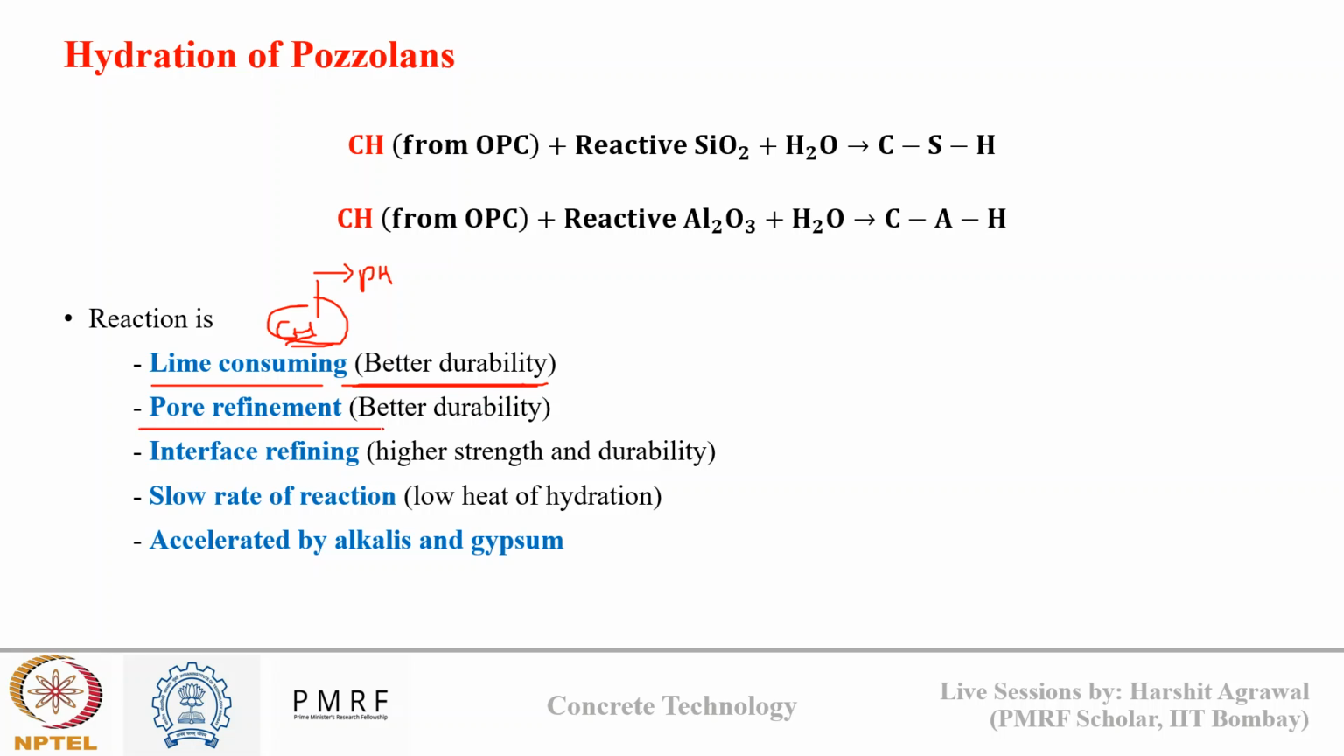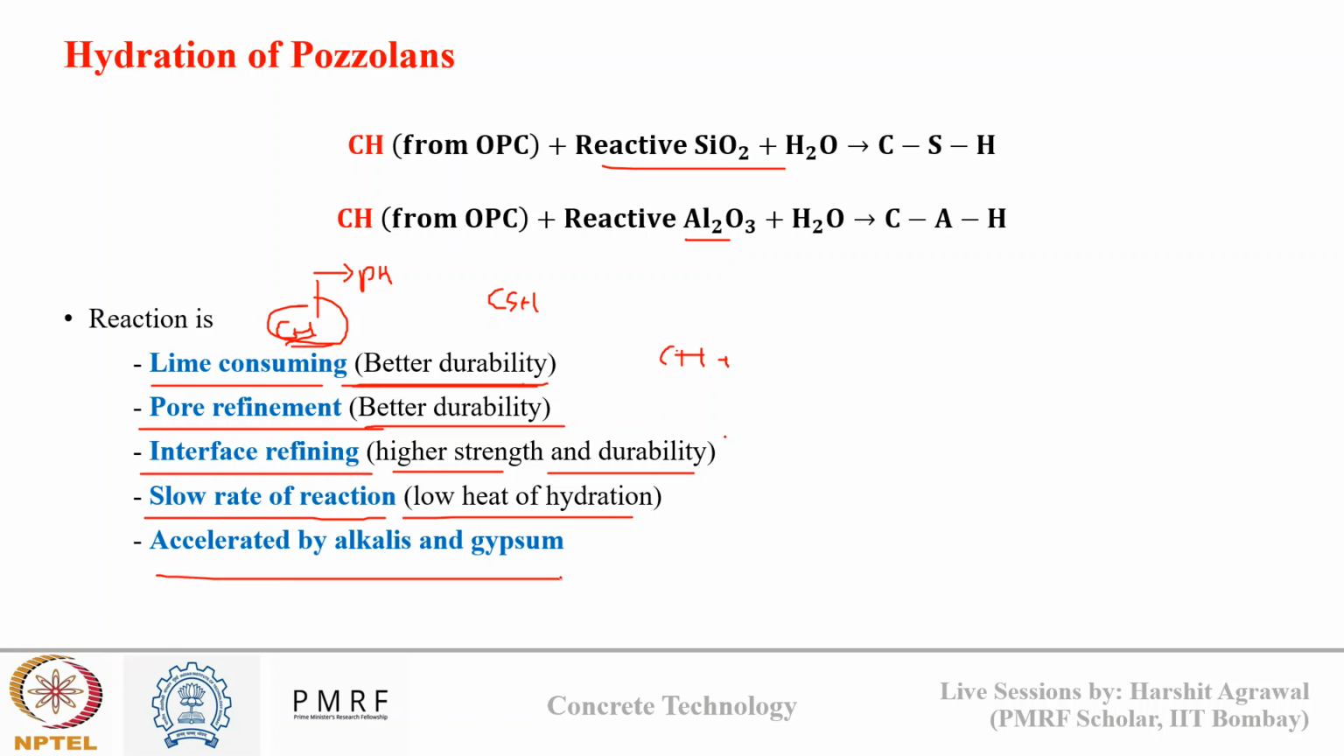Second, it shows pore refinement. Since there is additional CSH formation, my pore sizes will reduce, so it will promote durability. Third, it is interface refining, again due to the formation of additional CSH, which increases the strength and durability of concrete. Fourth, it has a slow rate of reaction, since I first need CH to come from OPC, and then it reacts with the reactive silica and alumina. So it is a slow reaction, and it lowers the heat of hydration. This reaction can be accelerated by alkalis and gypsum. This is one additional point.